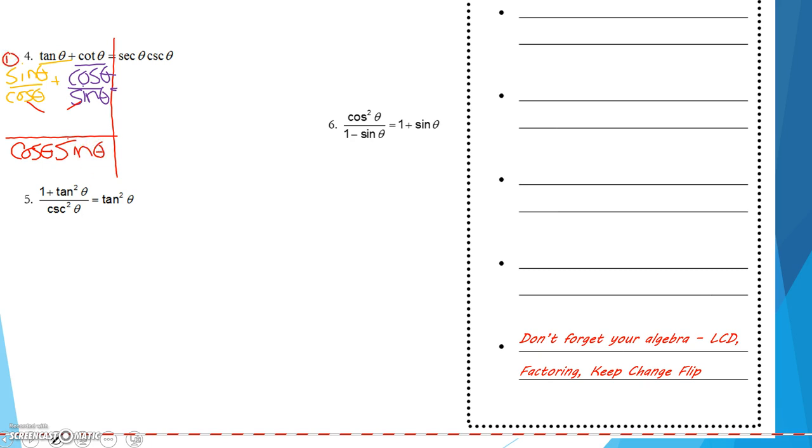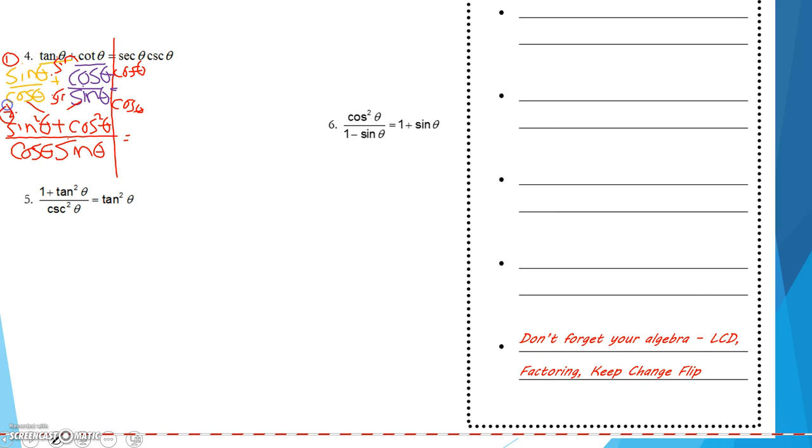So to get cosine sine, this one, the first fraction has the cosine, it needs the sine. So that means the top of that one's going to be sine squared. The second one has the sine, it needs the cosine. So that is going to be cosine squared.